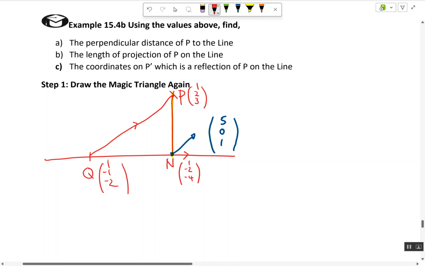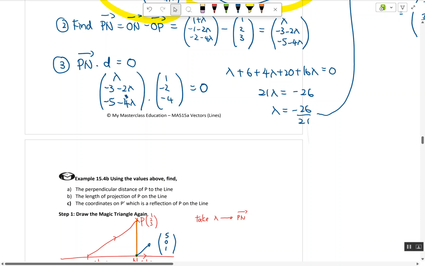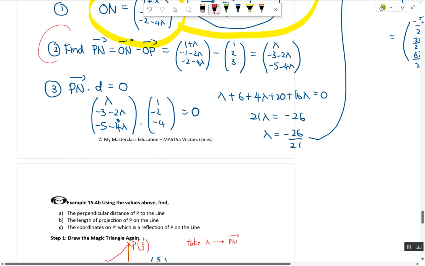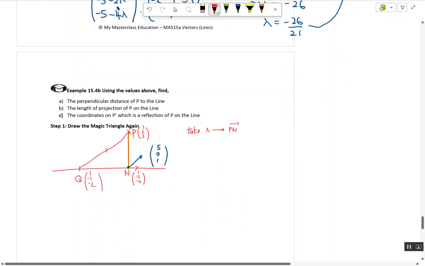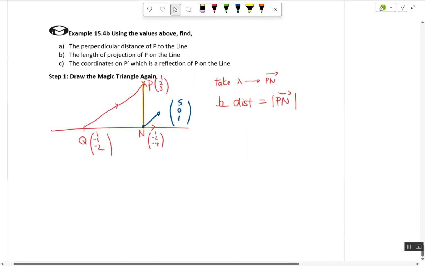So all you need to do is to take the lambda, sub back into the Pn that you found previously. You see over here in step 2 there's a Pn in terms of lambda, right? Just take the lambda, put into here, and then you're going to get a vector. After that, to find the perpendicular distance, you just need to find the magnitude of Pn. So this type of question is easier to do because you already know n.